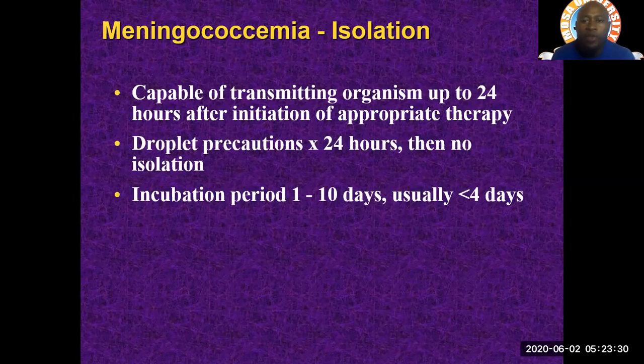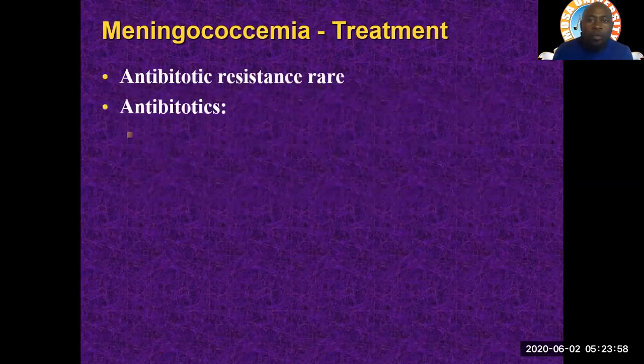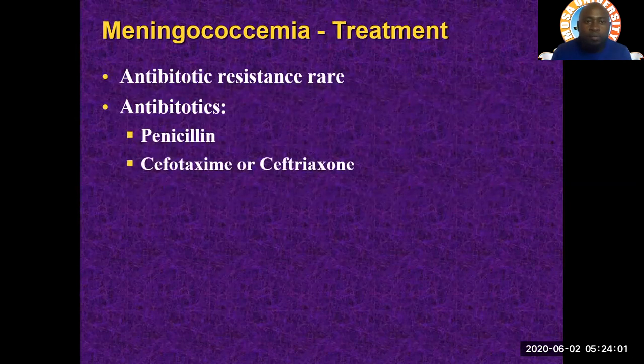Okay, so the meningococcemia is capable of transmitting organisms up to 24 hours after initiation of what? Appropriate therapy. So the droplet precautions are within what? 24 hours. After 24 hours, then you cannot do what? Any other isolation. But the incubation period is between 1 to 10 days. But sometimes it can even be less than 4 days, also depending on what? The immune system of the person.